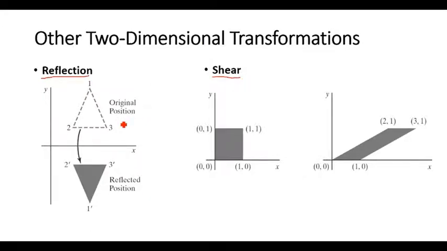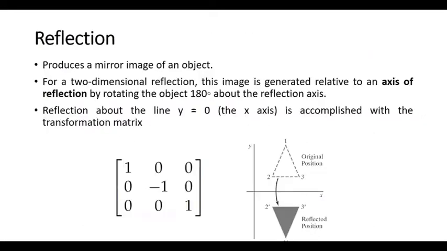Now, reflection. What reflection does is it just inverts the object into its mirror image. It produces the mirror image of that object with respect to some reference line. Over here we have taken the x-axis, the line at y equal to 0, as the reference for mirroring. Now shear, we will discuss in detail in the coming slides. We'll first look into reflection. So reflection produces a mirror image of an object.